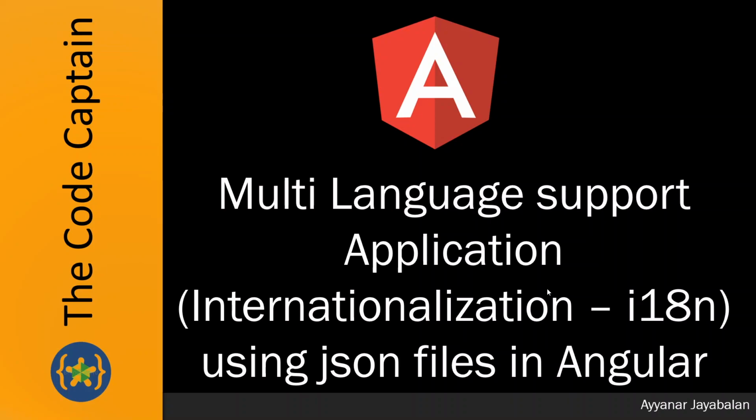In this video, we are going to see how to create a multi-language support application using JSON files in Angular. Basically, how to implement internationalization in Angular. There are two ways that we can implement this multi-language support. One is with the Angular CLI using the XLIFF file format, and another way is using JSON files. JSON files are a very easy way to achieve multi-language support, and you can add any language at any point of time.